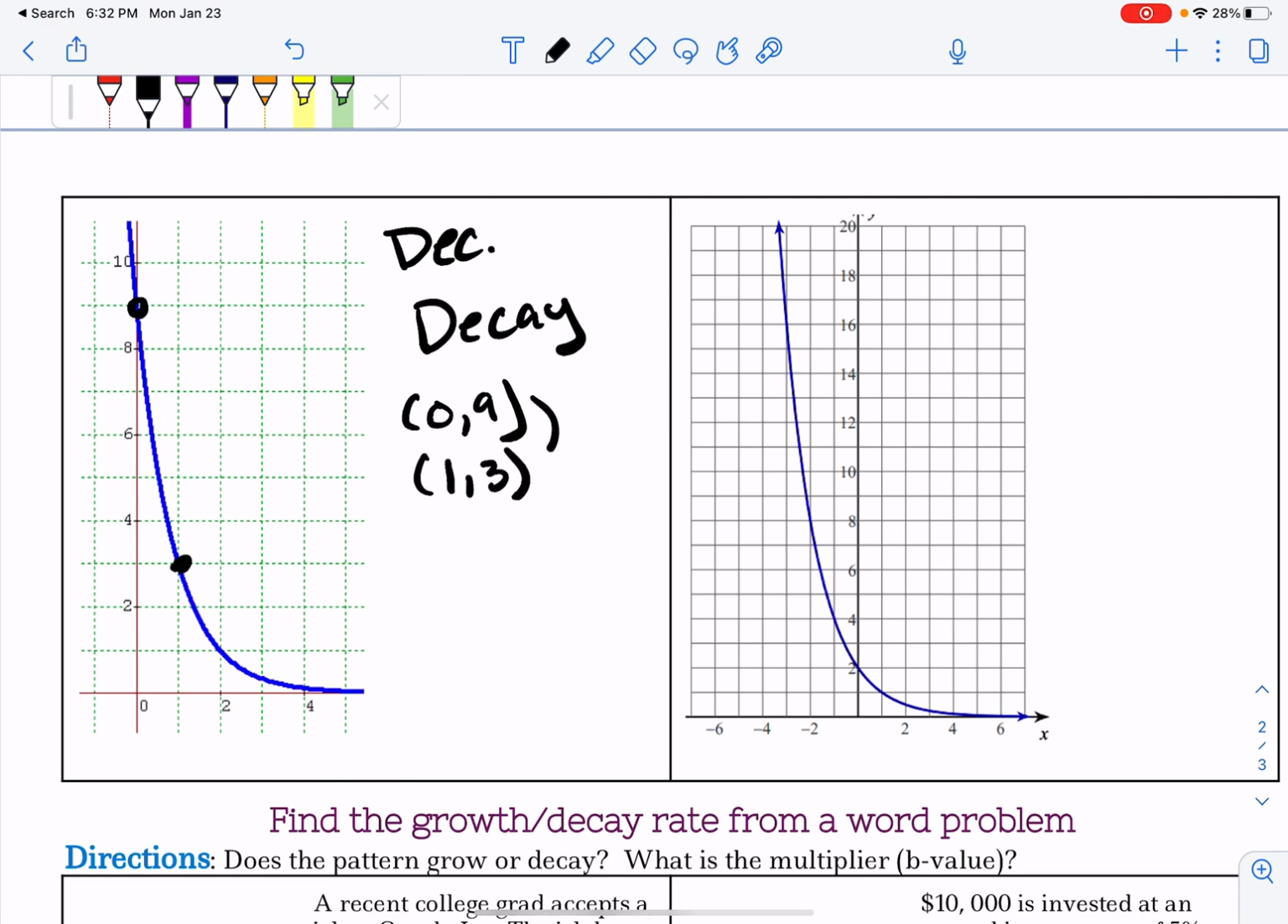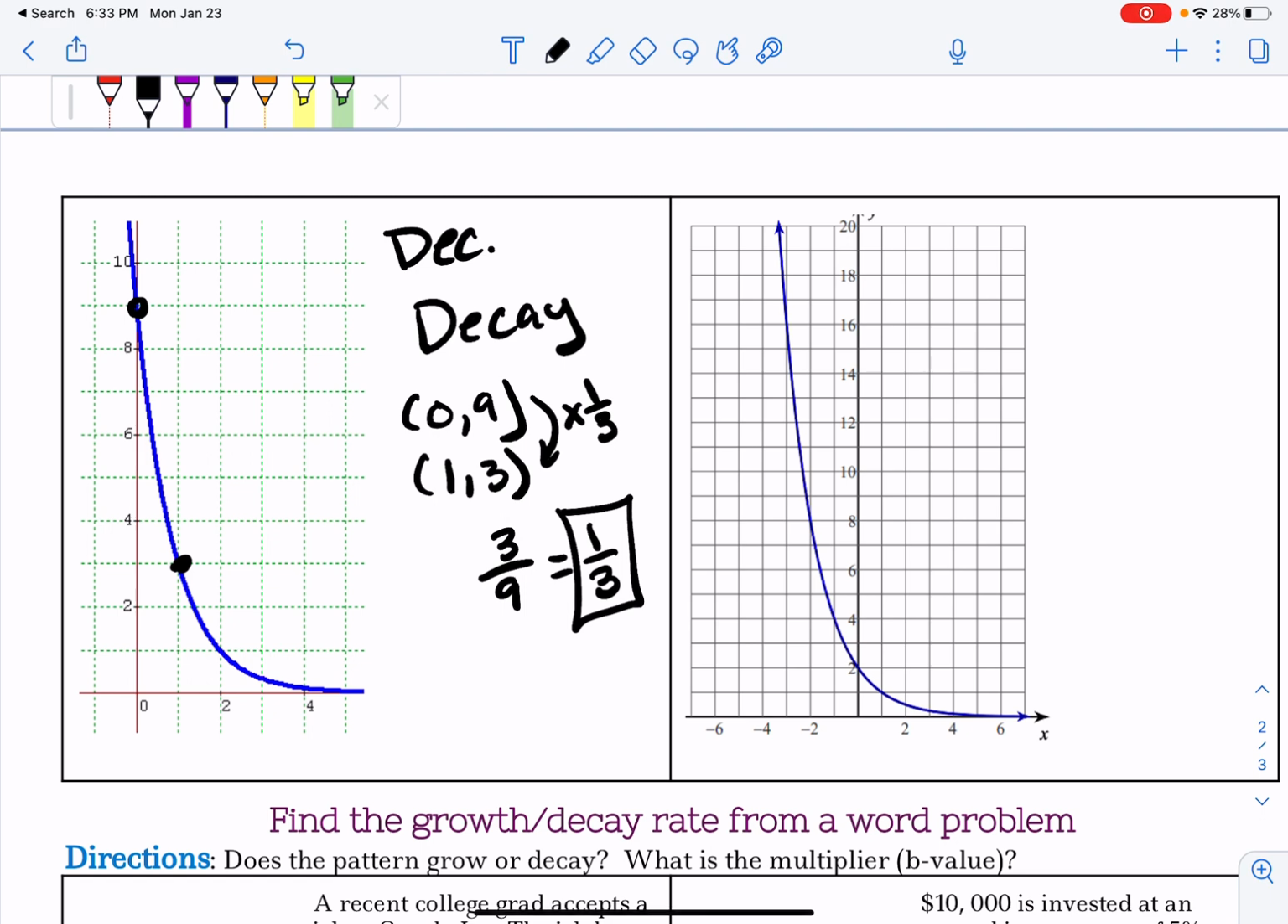I'm asking myself, how do I get from 9 to 3 using multiplication, or 3 divided by 9, which simplifies to 1/3. Again, we expect to see a multiplier of a value less than 1 but greater than 0, because this is decay. So this value matches what we would expect.